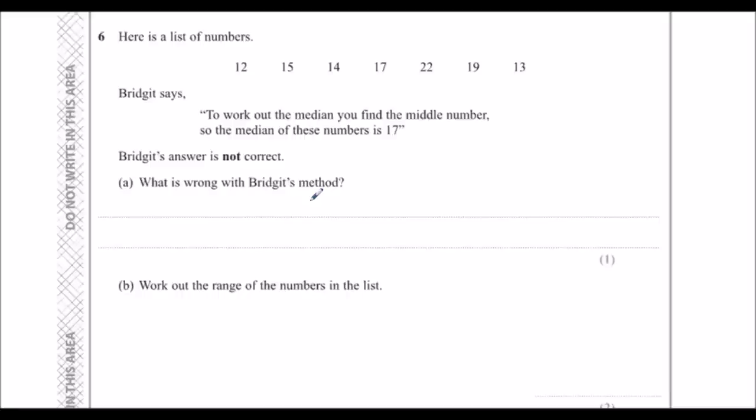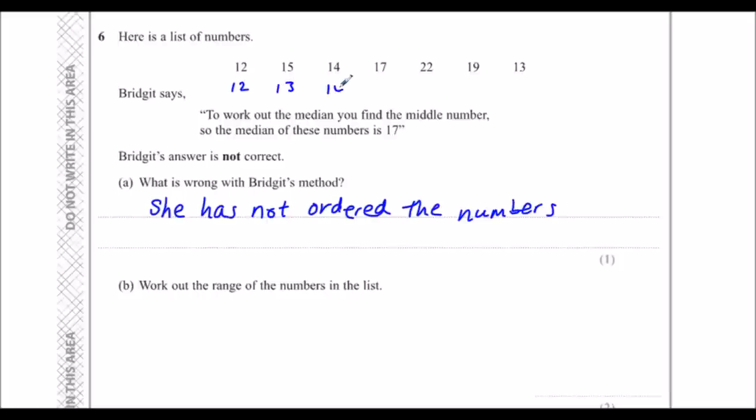So to find the median, you do find the middle number, but only when the numbers are in order, and the numbers we've been given here are not in order. So 17's the middle at the moment, but she hasn't ordered them. So she has not ordered the numbers. So she should have found 15 was the median. We don't have to do that though.